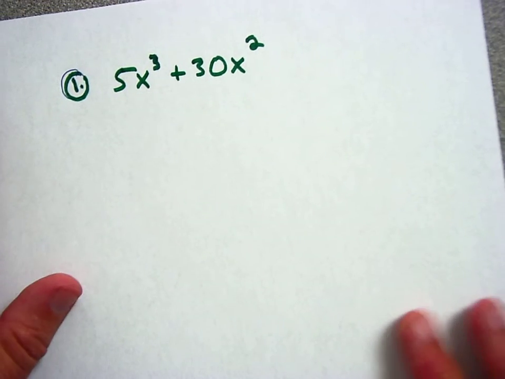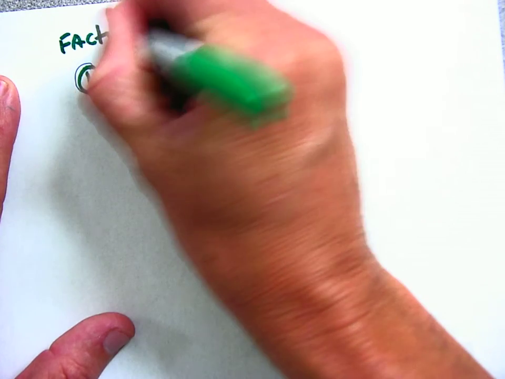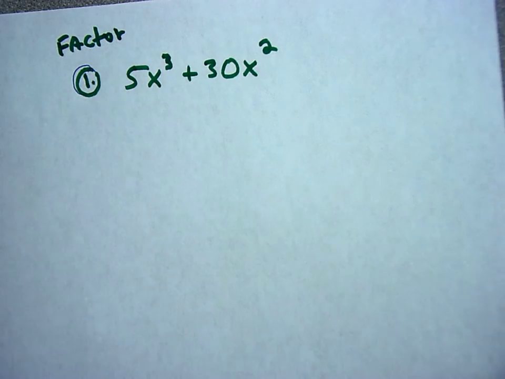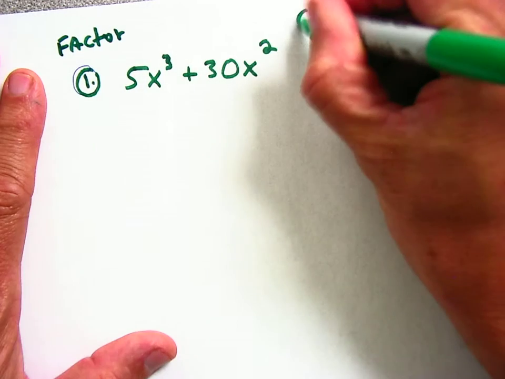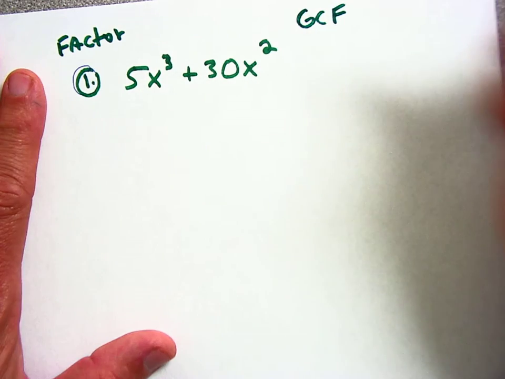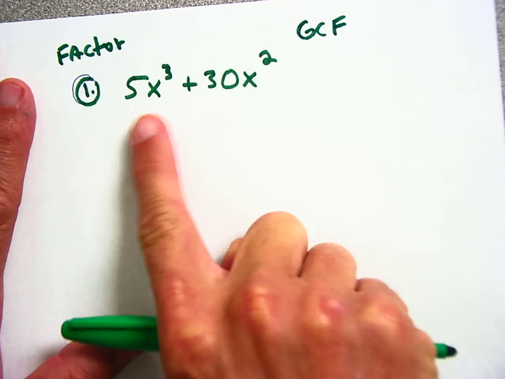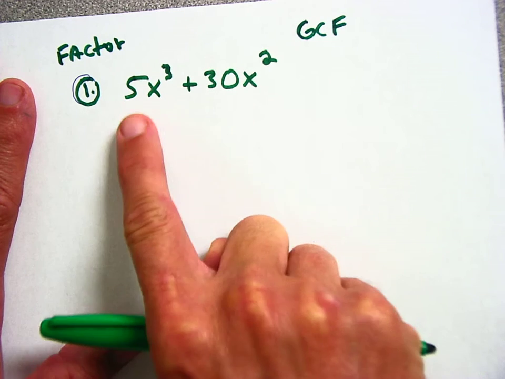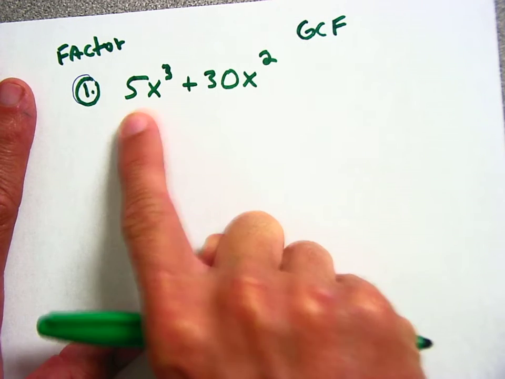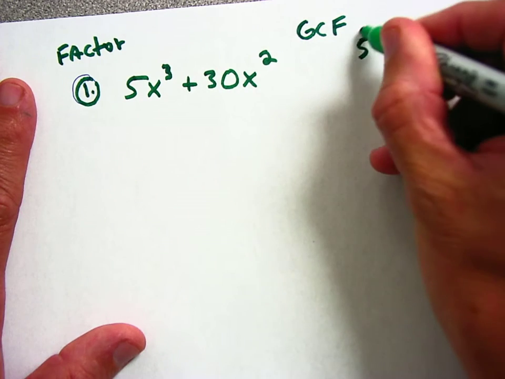Alright, here's example 1. All of these will say factor today. The very first thing you want to do when you look at these expressions and it says to factor is look for what we call a GCF, the greatest common factor. You're looking through the two terms here. You see 5, you see 30. What is the largest factor? 5 can divide into 5, 5 can divide into 30. So far your GCF is 5.